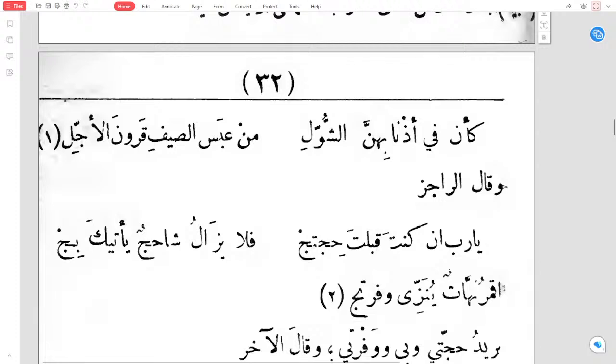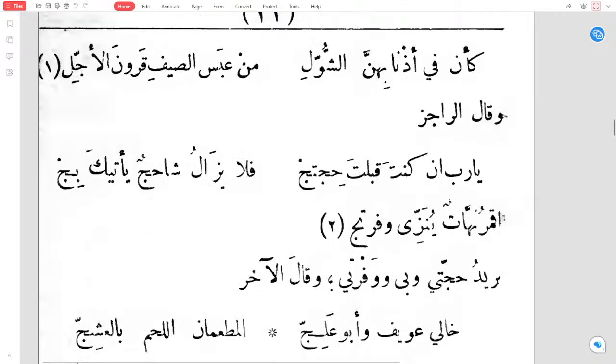وقال الراجز, الله أعلم. The point is أجلي. The أيل was transformed into a jim and it became أجل. وقال الراجز يا ربي إن كنت قبلت حجتج فلا يزال شاحج يأتيك بج أقمر نحات ينزي وفرتج. These are all places where the ya is changed into a jim.